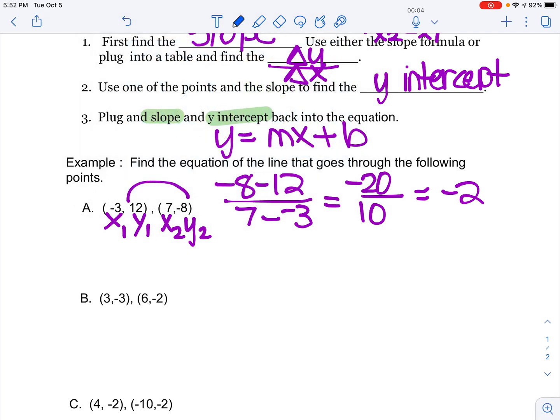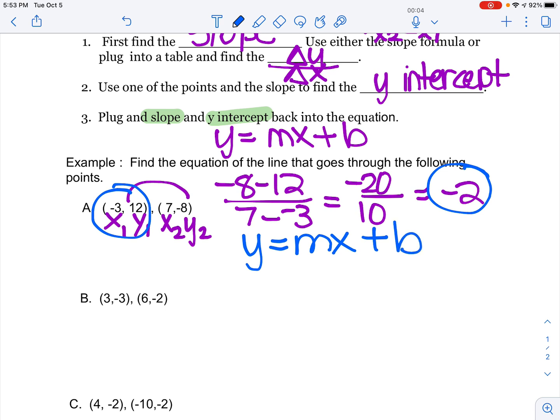Then I need to find the y-intercept. So I'm going to pick either one of these points, and I'll just pick the first point. I'm going to use this slope right here, plug that into this equation, and solve for b. So this first point, the y value is 12, so I'm going to replace the y with 12. The m we know is negative 2, and then I'm going to substitute the x value, which is negative 3, and then I'm solving for b.